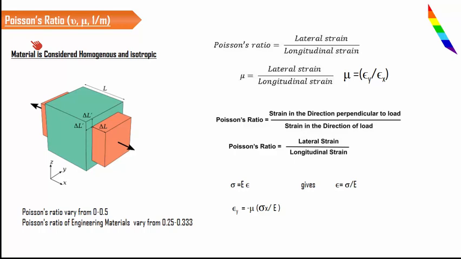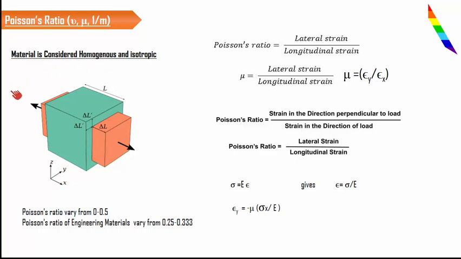Poisson's ratio is defined as the ratio of lateral strain to longitudinal strain. In simple words, it is the ratio of the strain perpendicular to the load direction divided by the strain in the direction of the load. Suppose we apply a load in the x direction, as you can see in this figure. That direction is considered the longitudinal direction, and anything perpendicular to the loaded direction is called the lateral direction. So in this case, the y direction as well as the z direction are the lateral directions.